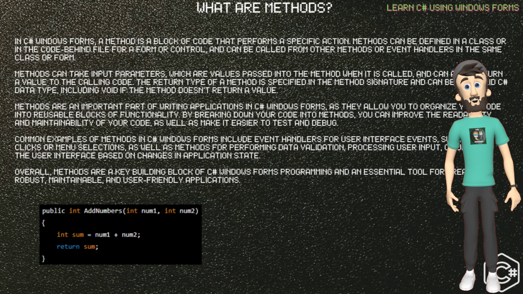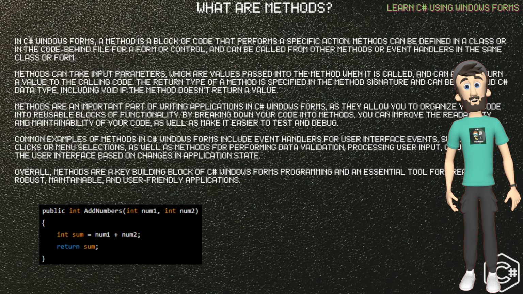Methods are an important part of writing applications in C# Windows Forms, as they allow you to organize your code into reusable blocks of functionality. By breaking down your code into methods, you can improve the readability and maintainability of your code, as well as make it easier to test and debug.